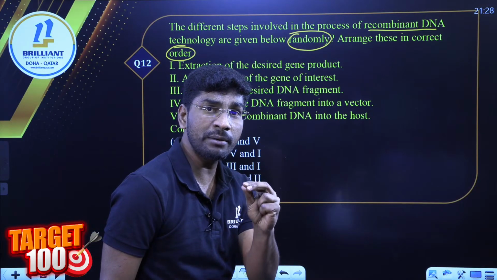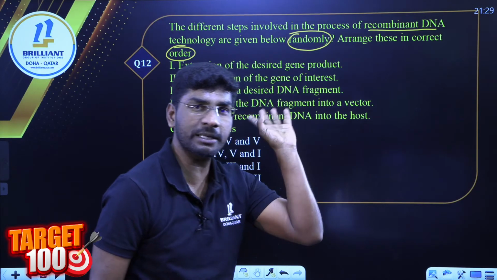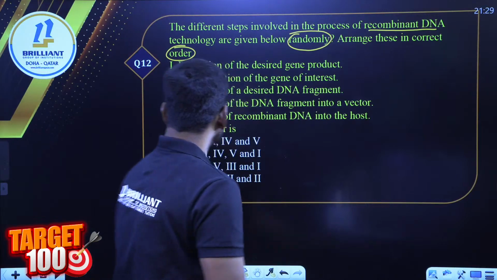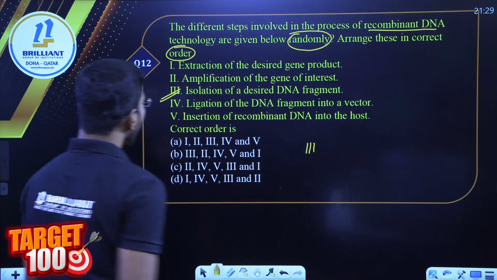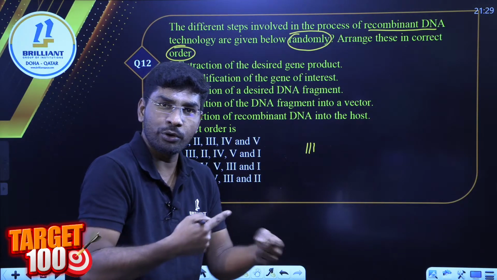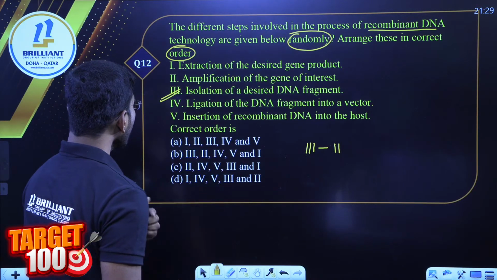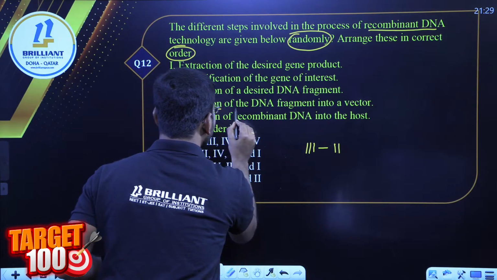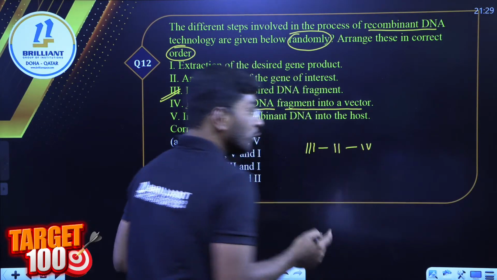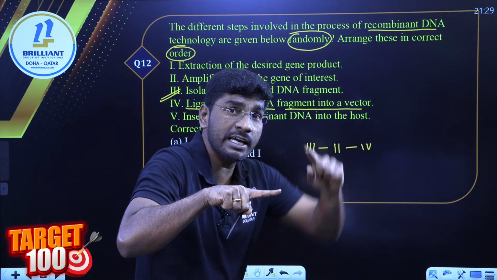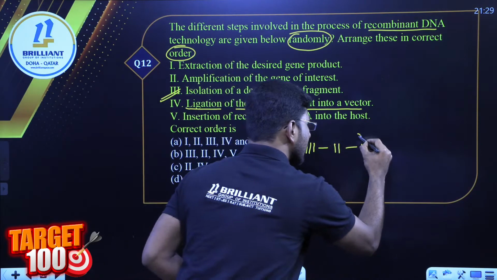We know one important step of our DNA: isolation of DNA is the first step. So where is isolation of DNA? 3, first. I am writing 3. After that, you have to amplify that particular gene, so 3 leads to 2. After that, you have to ligate the DNA with the fragment of vector, so I am writing 4. When you ligate your DNA with the vector, that is the step of construction of rDNA.